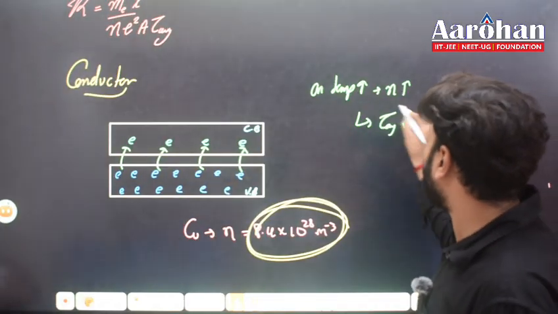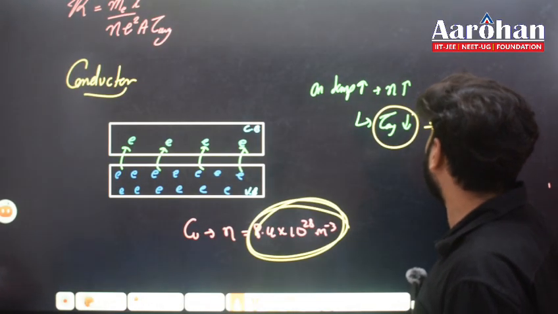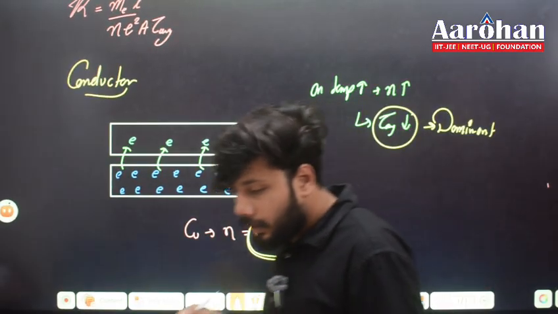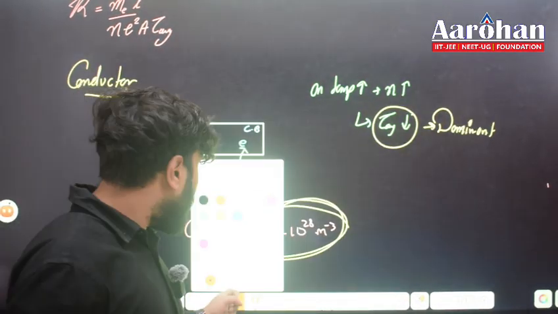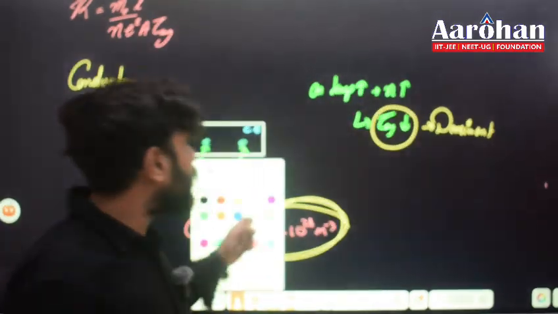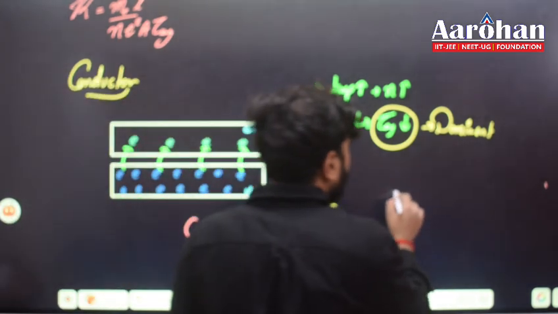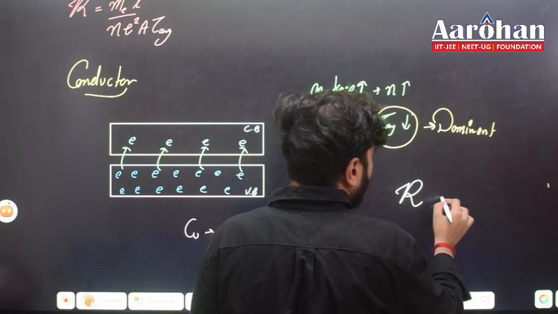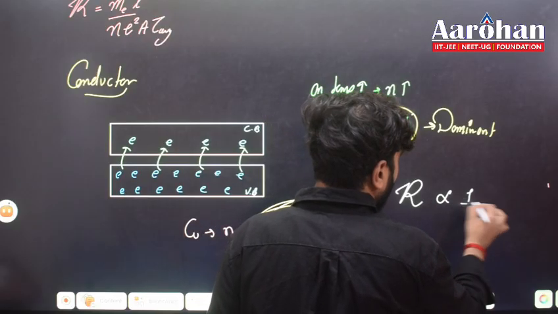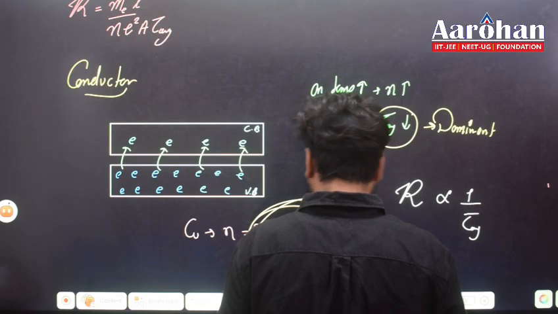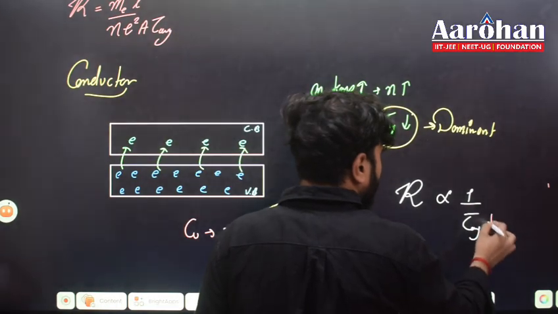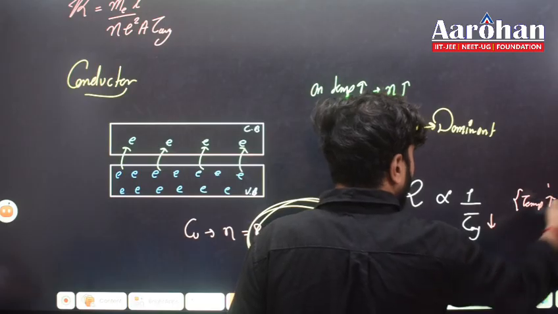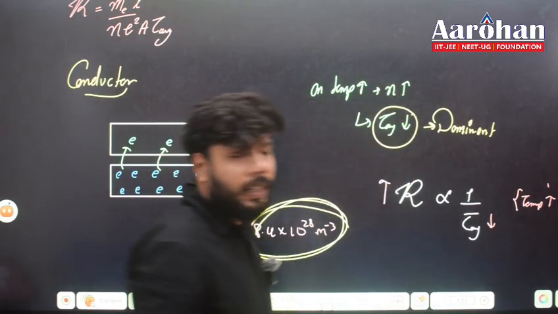So overall, this factor becomes dominant in the case of a conductor. That's why the only factor which affects resistance on increasing temperature is tau. If you have an inverse relation with tau, and on increasing temperature tau decreases, that means resistance is also going to increase, right?